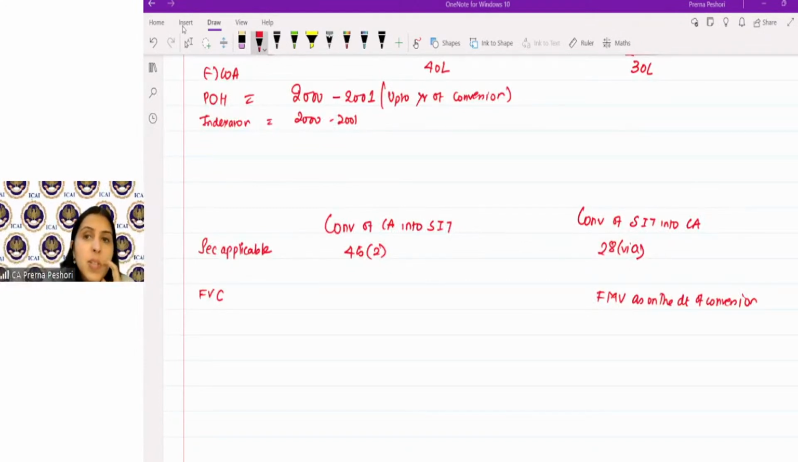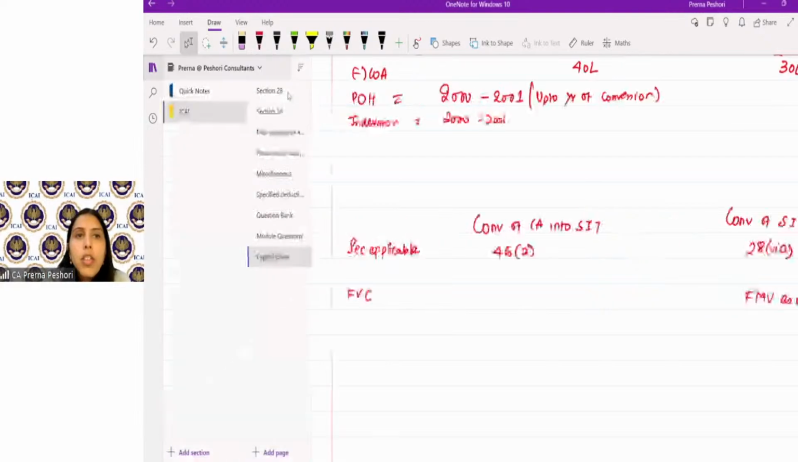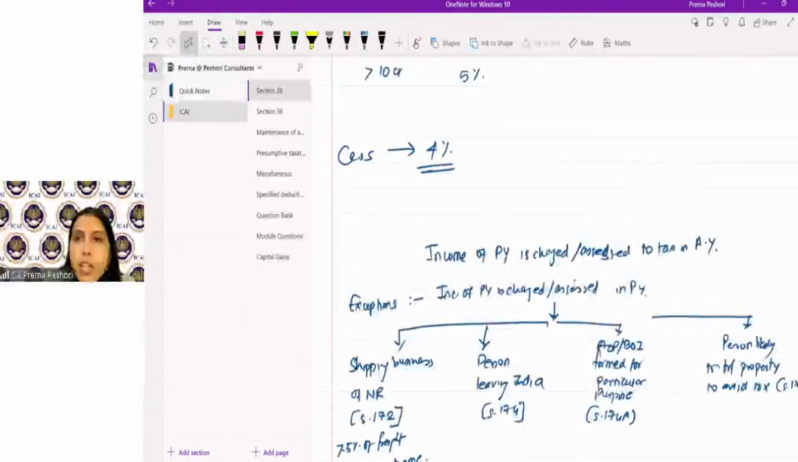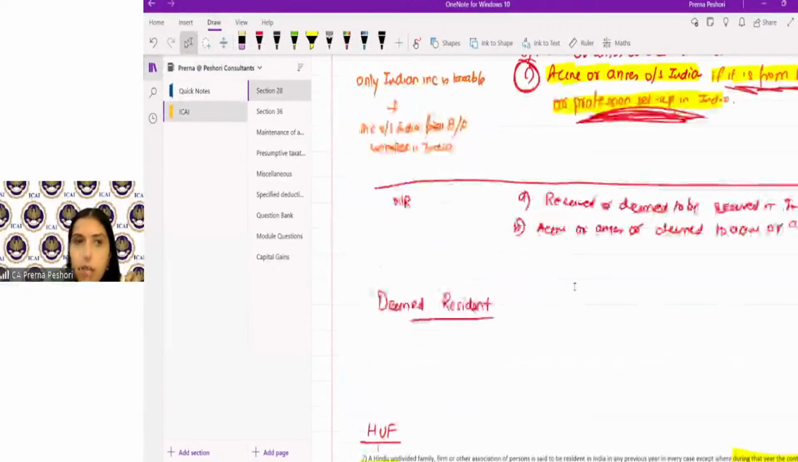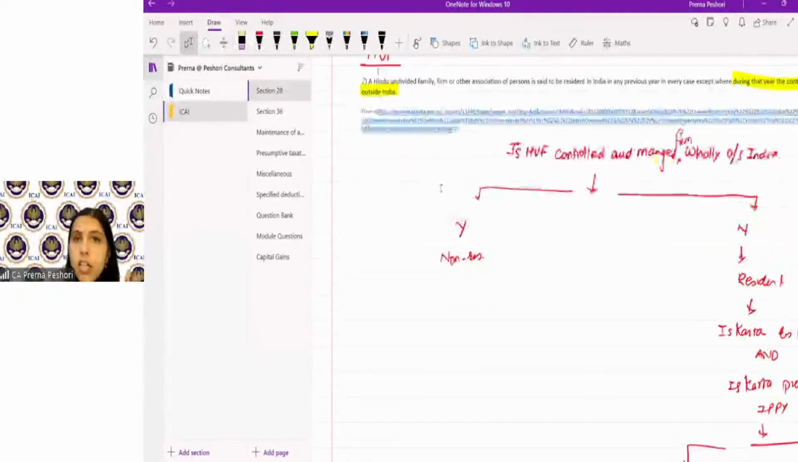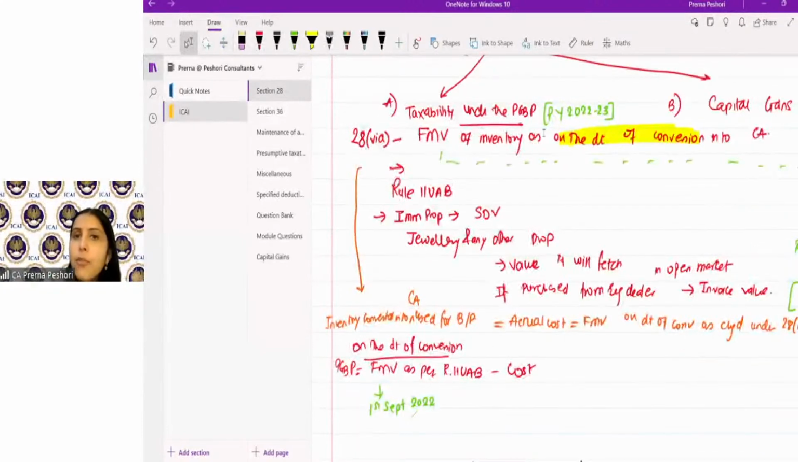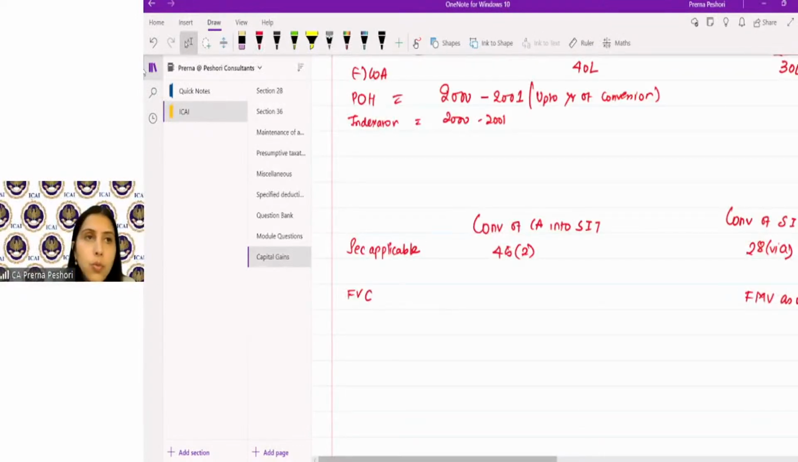So, what did we deal in the PGBP section? That if the stock in trade is converted into the capital asset, then in that particular case, the FMV as on the date of conversion will be considered as per rule 11 UAB. I'll take you to that particular notes. See, rule 11 UAB, 28 6A, FMV of the inventory as on the date of conversion, jewelry and any other property, it was the fair market value. Are we clear? So therefore, your FMV as per rule 11 UAB.